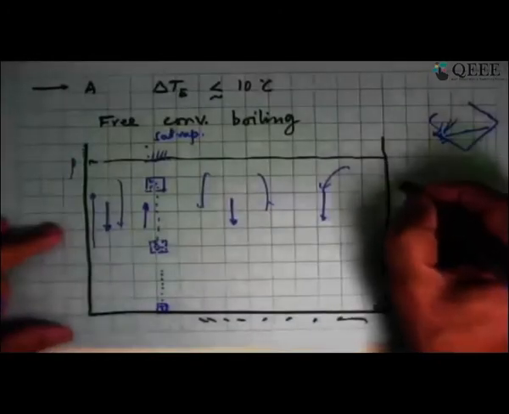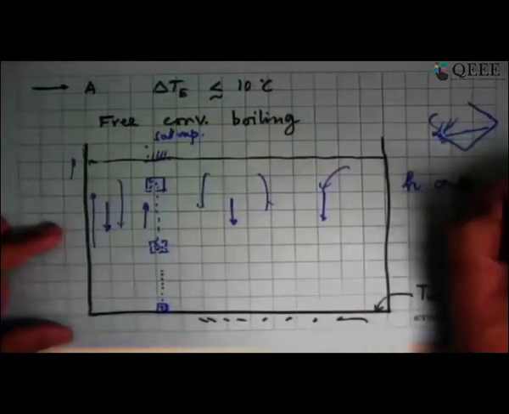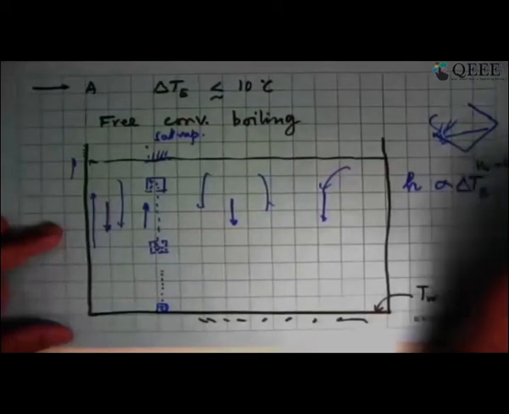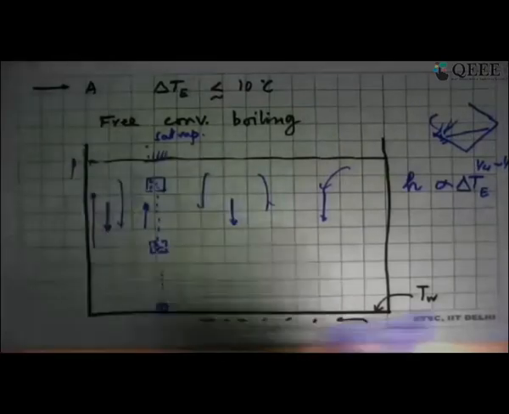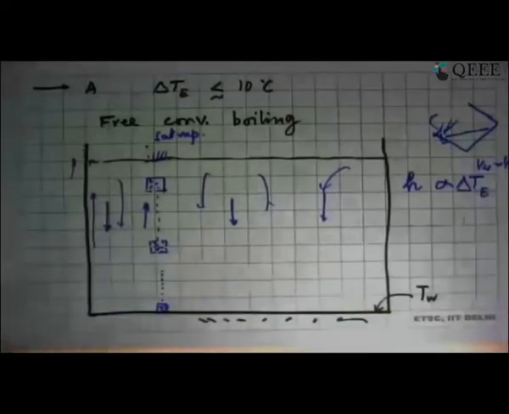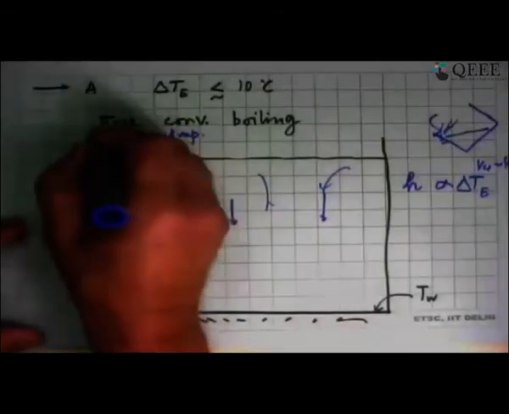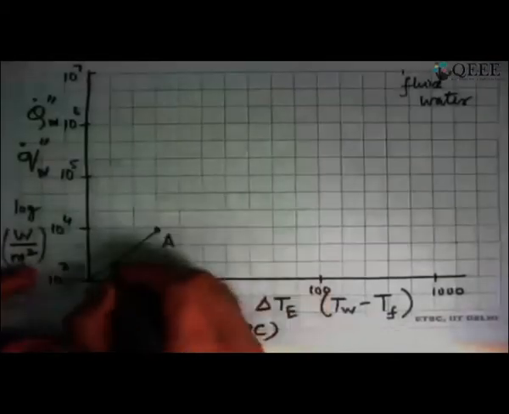And what happens here is that if you look at the literature, h is proportional to the excess temperature to the power of 1/4 to a 1/3 power. The detailed expression I will give out in the notes. I'm not going to spend time writing this whole thing over here. But this is our first thing that happens, is free convection boiling, which took us in this first part of the curve. So this is what is happening from here to here. This is free convection boiling.